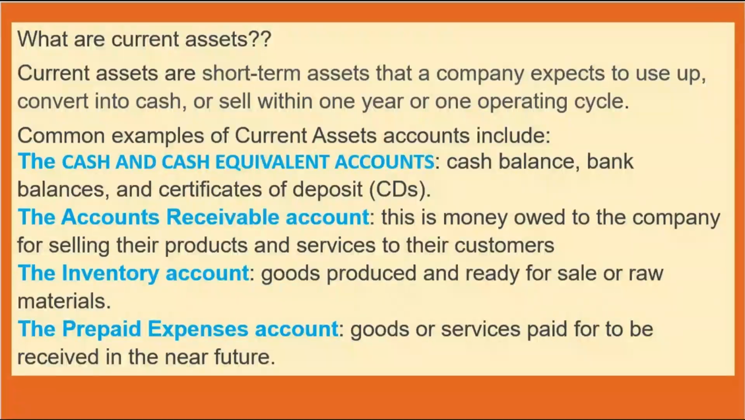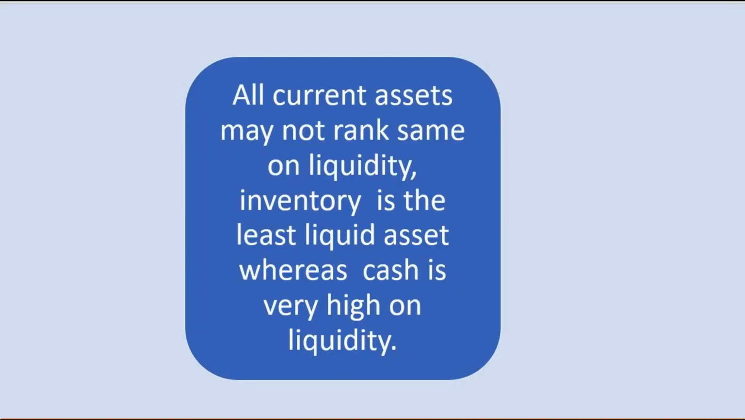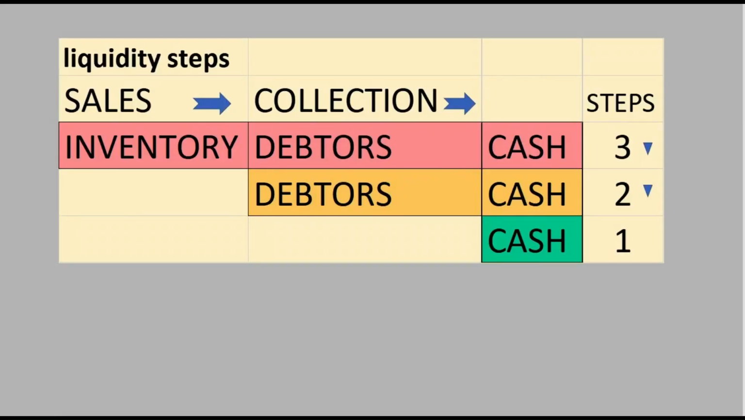All current assets may not rank the same on liquidity. Inventory is the least liquid asset, whereas cash is very high on liquidity. In the case of inventory, it has 3 steps. First, it will have to be converted into trade receivable by selling. Then it has to be collected from trade receivable for it to become cash. Then cash can be used instantly.